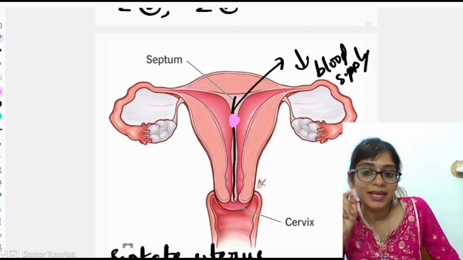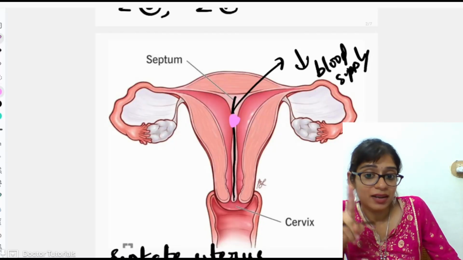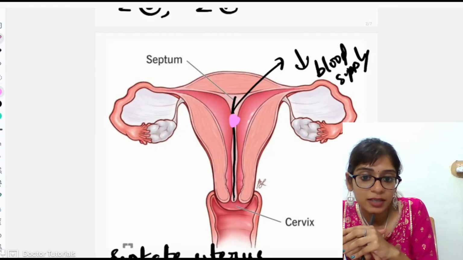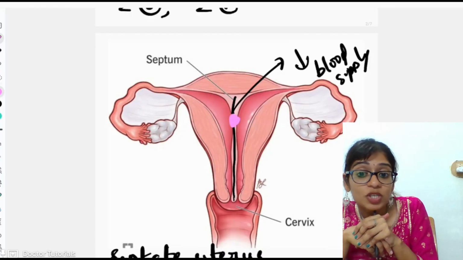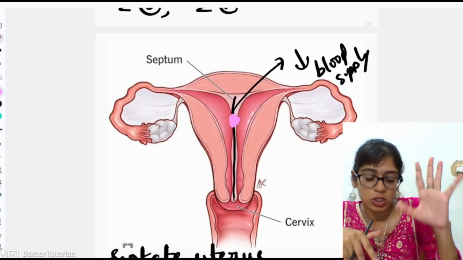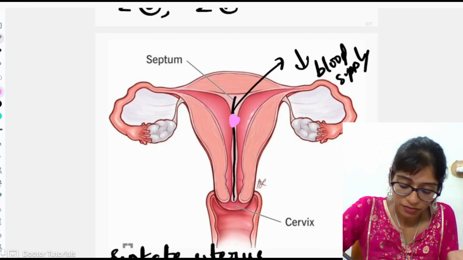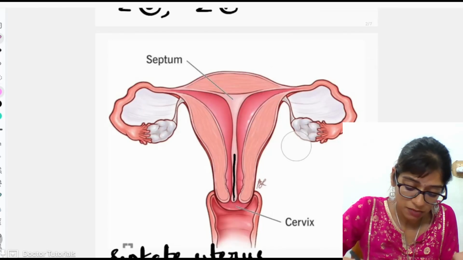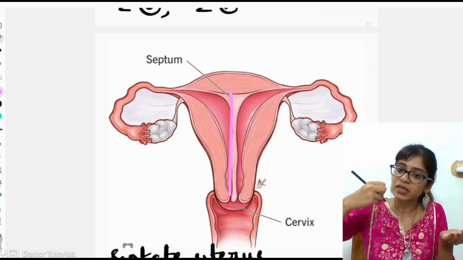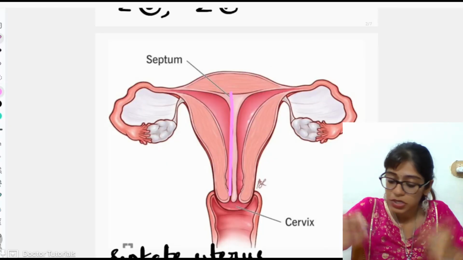So where do we see the most complications, or more chance of miscarriage, out of all these uterine anomalies we are learning? In the septate uterus. Okay, this will be very easy for you to identify. Even if an image-based question is given, you will be able to identify it. A septum you see in the middle of the uterus means it is a septate uterus.